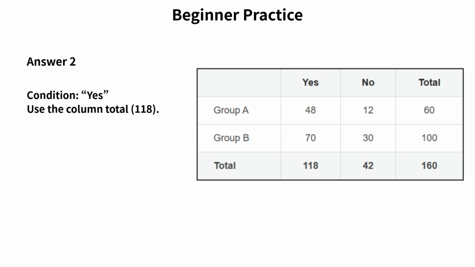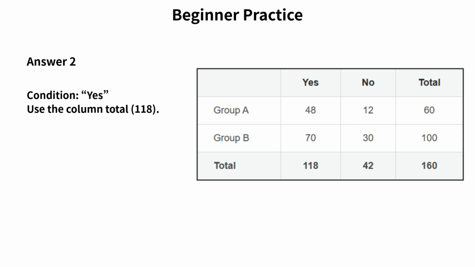Now, let's walk through the answer step by step. The key word in this question is yes. That word tells us exactly how to think about the table. When a condition is given, we must fix that condition first. Here, we are conditioning on yes, so our attention goes to the yes column. Once the condition is fixed, the next decision is the denominator. And this is where many students make mistakes.